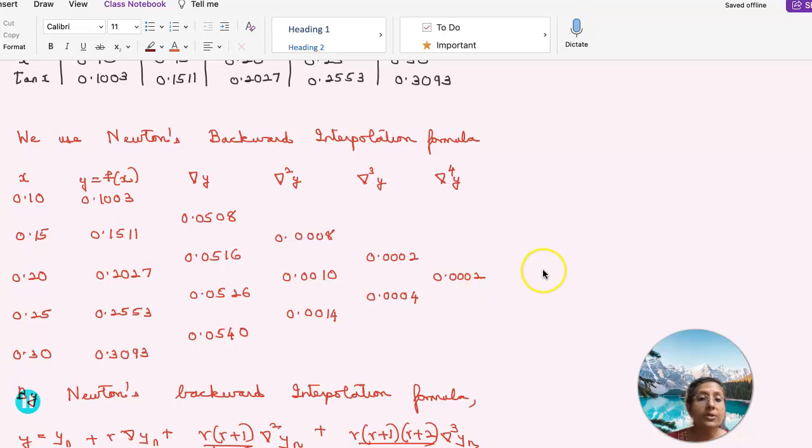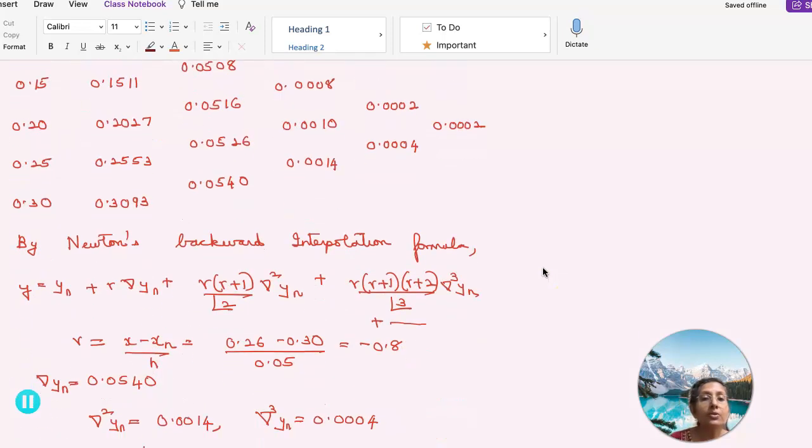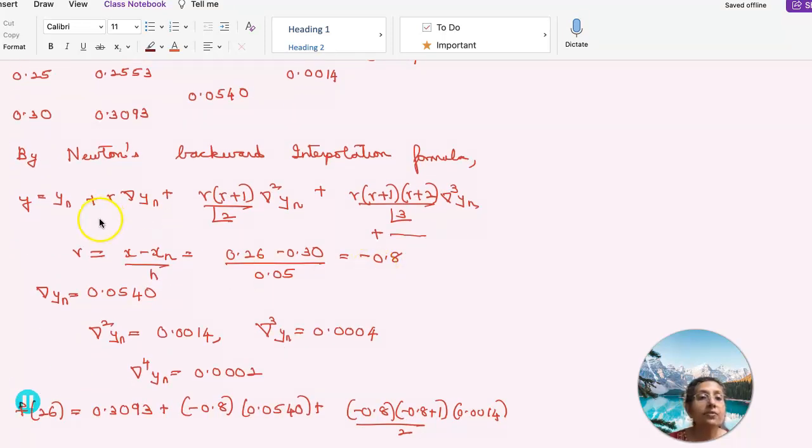and del raised to 4y, we write the difference. Now Newton's backward interpolation formula states that y equals yn plus r del yn plus r into (r plus 1) by 2 factorial del squared yn plus r into (r plus 1) into (r plus 2) by 3 factorial del cubed yn, and so on. r is (x minus xn) by h.